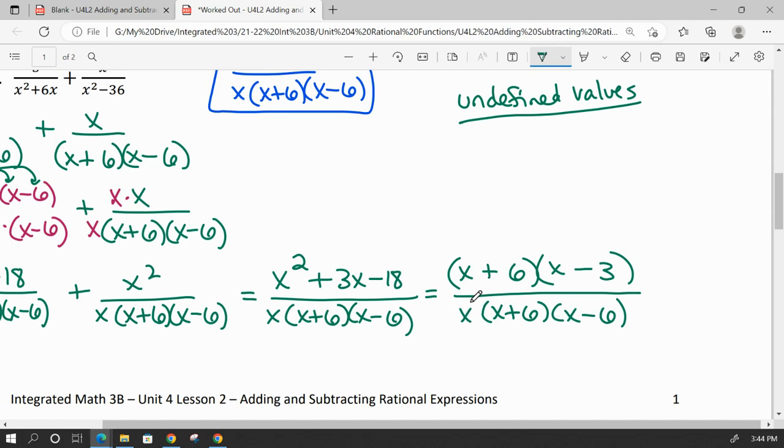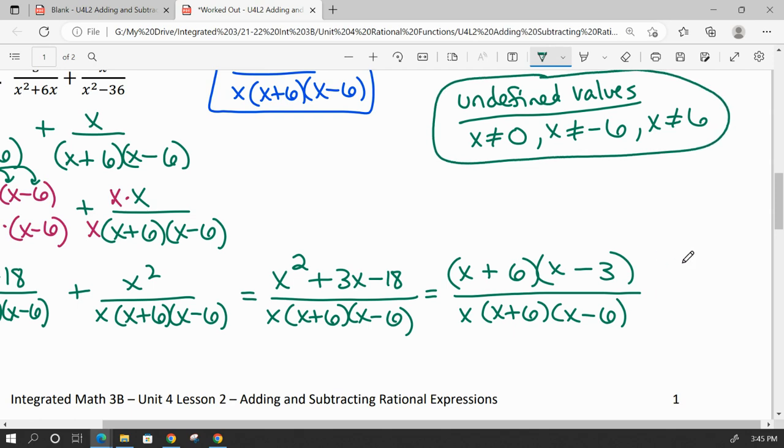All right, so you have a factor of x. The only thing that's going to make that factor of x equal to 0 is 0 itself. So x cannot equal 0. Then you have a factor of x plus 6. The only value of x that's going to make x plus 6 equal to 0 is negative 6. So x cannot equal negative 6. If you have a factor of x minus 6, then x cannot equal positive 6. So those are your undefined values.